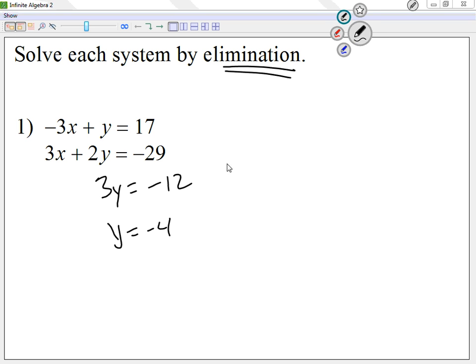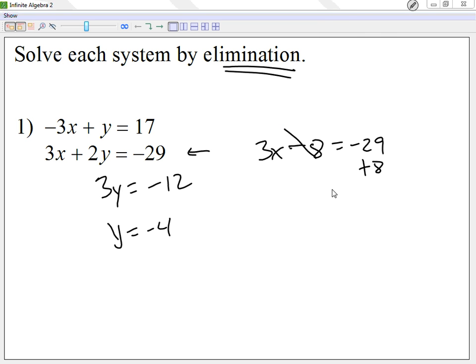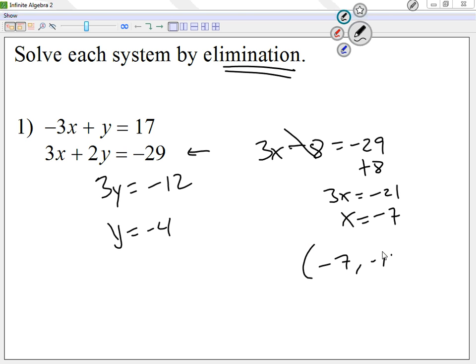So I'm going to choose the second one just to choose one. So 3x, then 2 times a negative 4, right? 2y, I'm going to call that minus 8, right? 2 times y gave me a negative 8. This is equal to negative 29. So my minus 8, let me move it to the other side as a plus 8. I have that 3x equals negative 21. So we can say that x equals negative 7. So it's going to be negative 7, negative 4.